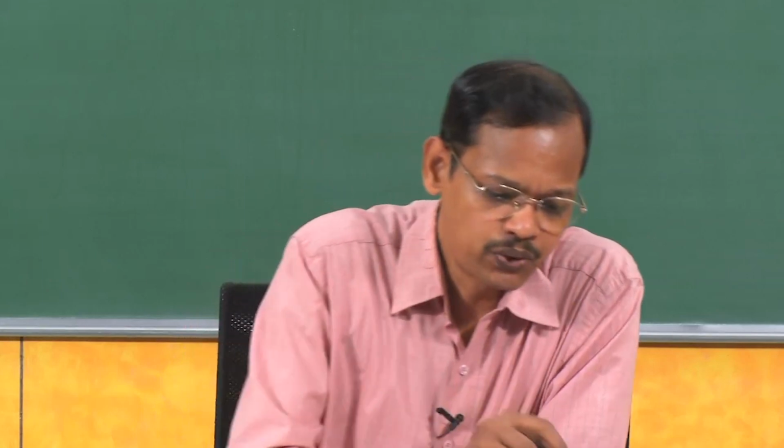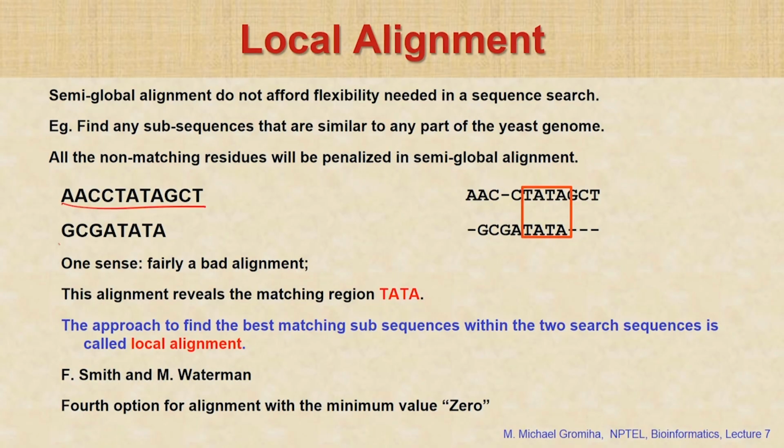Okay, how to do this alignment? For example, if you get 2 sequences, okay, this is sequence 1 and this is sequence 2, we can make different types of alignments. For example, you can make this type of alignment. If you look like a global alignment, it is a kind of really bad alignment, because one gap here and some gaps here and the residues are not properly aligned. But if you look into details, right, it will give you the matching region called TATA. So, then how do we extract this type of information?